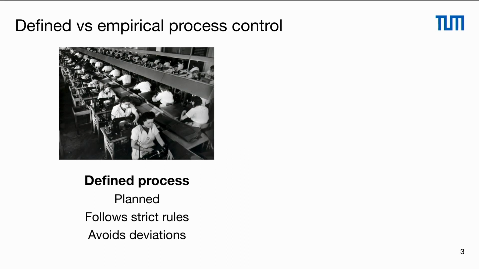In the last video we already talked about defined processes such as the waterfall model, the V model or the spiral model. Defined processes are planned and like in production lines where people wait for a certain work activity, then they finish it, and then the next one can proceed. So developers follow strict rules and avoid deviations, which are seen as problems that need to be resolved so that the production line works again.